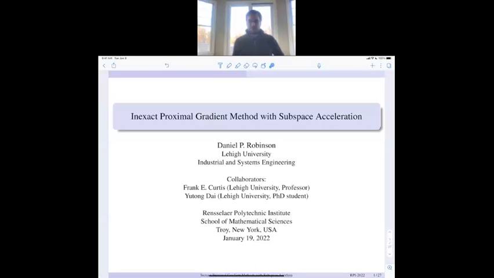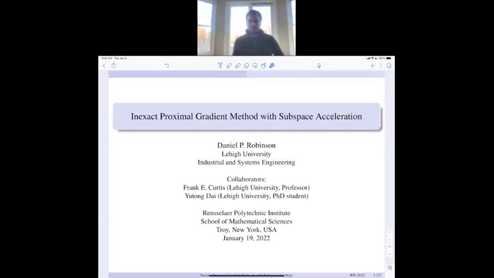So the research I'm going to be talking about is, as the title says, about inexact proximal gradient methods, and in particular with the addition of subspace acceleration. Okay, so I'll of course clarify what all of this means. I'm sure many of us are familiar with, in general, inexact proximal gradient methods, but fewer maybe with subspace acceleration.